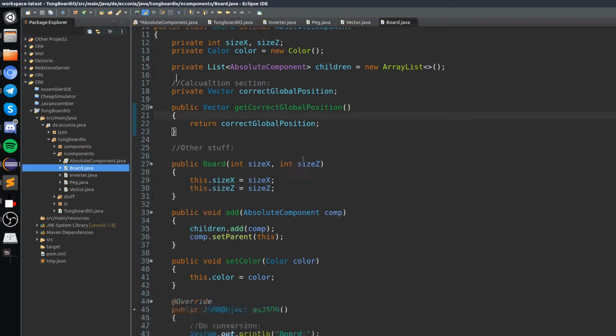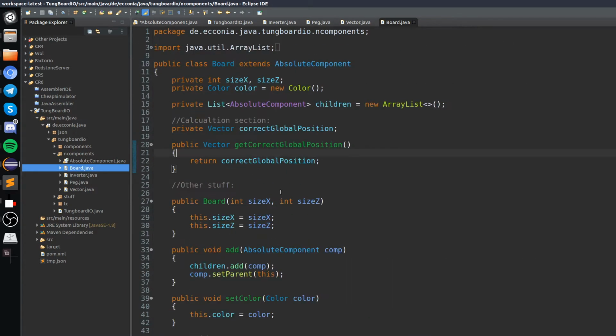Okay, this is the last thing which is worth mentioning. Same thing, it's still a board. A board has children, a board has a color, a board has a size. A board has a global position and a corrected global position. What is that?